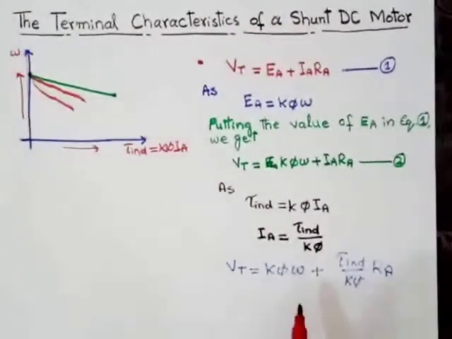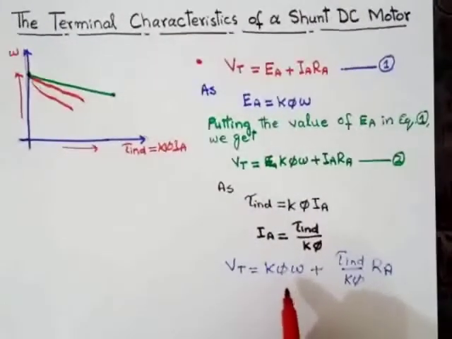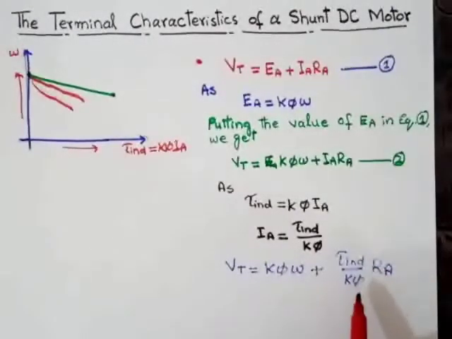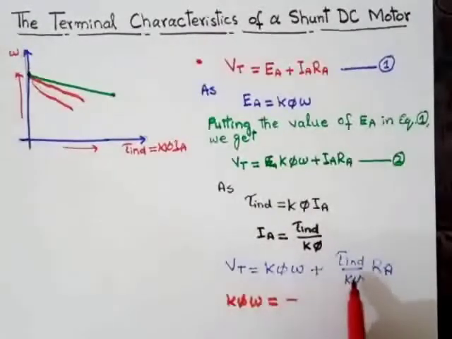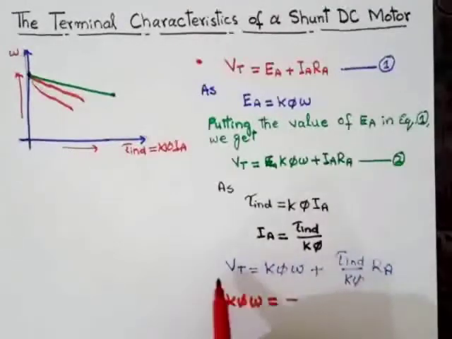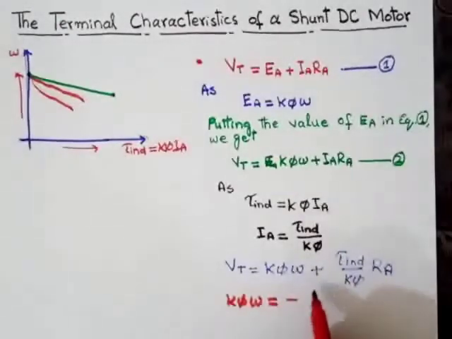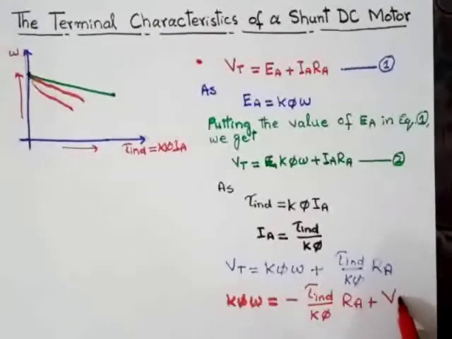Now we want to separate the value of omega. Therefore, we take the tau induced over K phi into Ra to the left hand side of this equation. We get K phi omega is equal to minus, here the sign is plus. When we take this factor to the other side of this equation, the sign will change from plus to minus. Therefore, K phi omega will be equal to Vt minus tau induced over K phi into Ra.